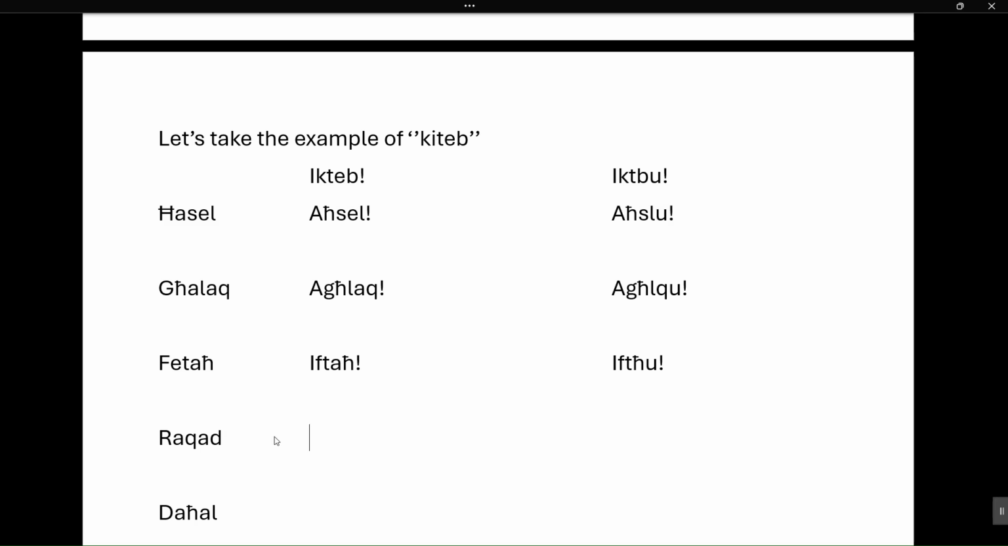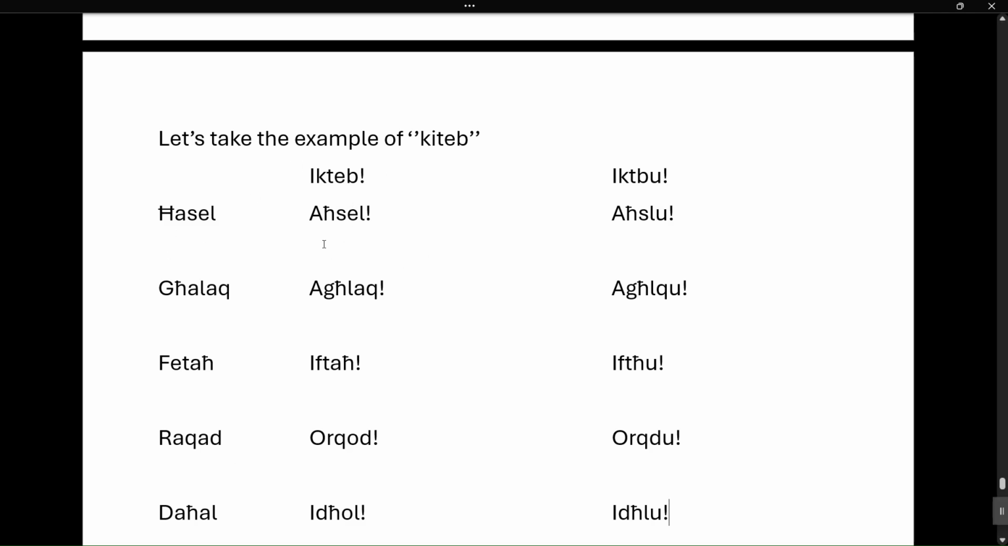Let's look at the next one. Raqat becomes orqot and orqdu. You'll tell your children this. Orqot, please. Ek joġbok, orqot. Orqdu, ek joġobkom, orqdu, please. Sleep, go to sleep. Daħal, which means to enter. Idħol and idħlu. So, sometimes, if we're lucky, the vowel stays the same. If we're less lucky, the vowel needs to change. I can't give you more rhyme or reason to that. We'll just have to get used to them. Check the description for a whole list of verbs in their mamma form, this is the mamma, okay? And in their imperative conjugation as well, both singular and plural.